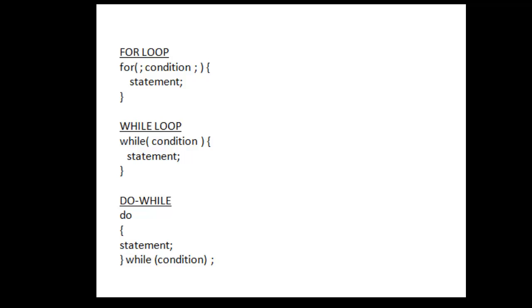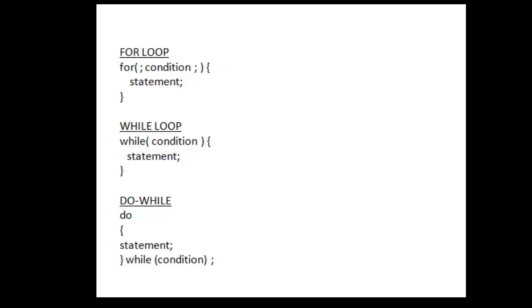Hi, in our earlier videos of C programming, we saw for loop, while loop, and do while loop. We also saw a sample program for each of these loops. Today we will see the difference between these loops. Also we will see how to decide which loop we should use in our program in what circumstances.